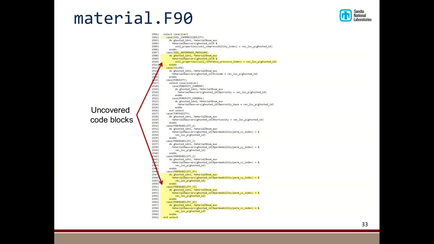These are actual uncovered blocks. This is for anisotropic permeability. We really don't run with that very much. In fact, we don't care for it because it requires dispersion tensors that we don't want to support. And then that is a reference pressure that we really need to, that one needs a test.